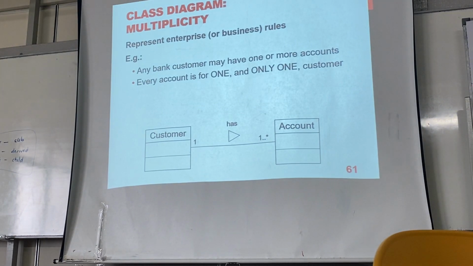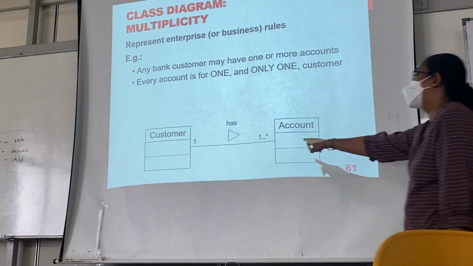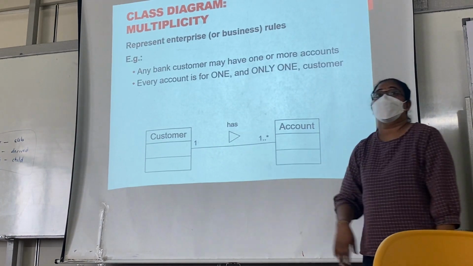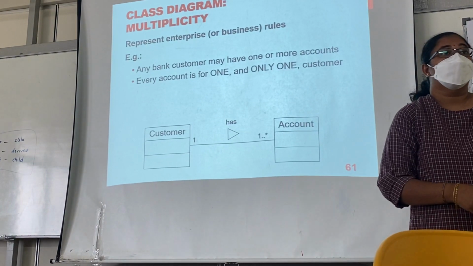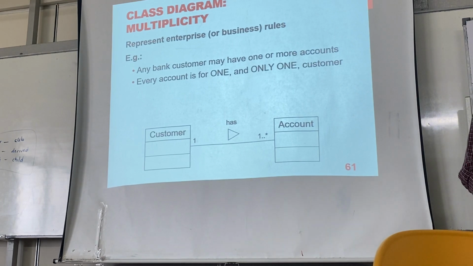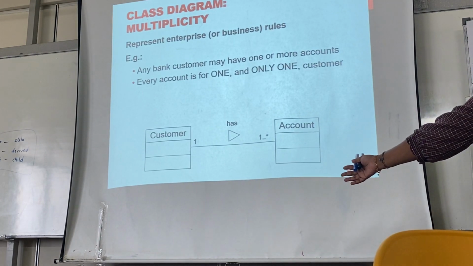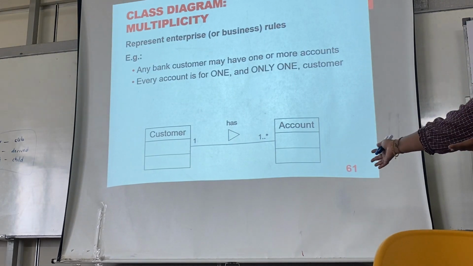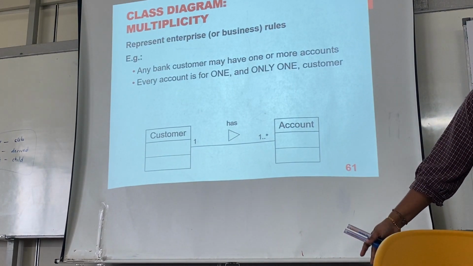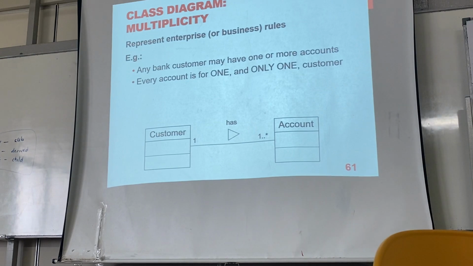One to many accounts. Why don't I put zero to many? Why don't I put zero to many? Any opinion? Yeah, if you have zero accounts, you are not a customer. Why would people want to talk about you? Right. You are only a customer there if you have at least one account. Right. That's the logic you have to apply.